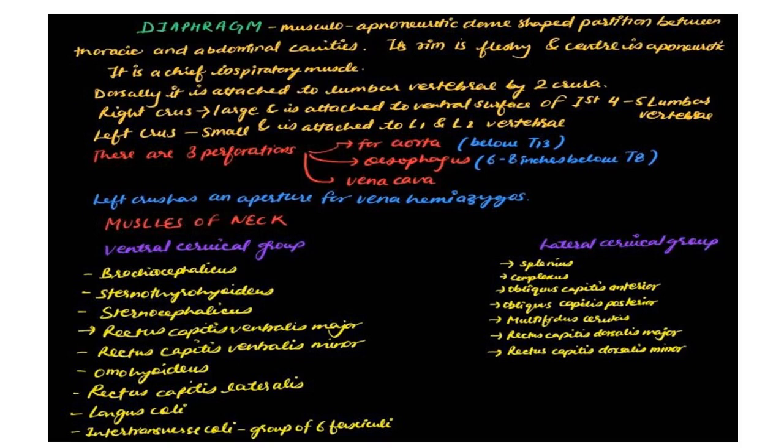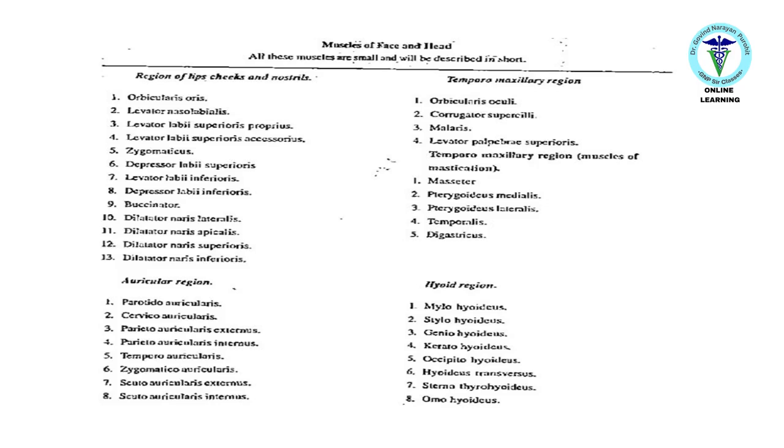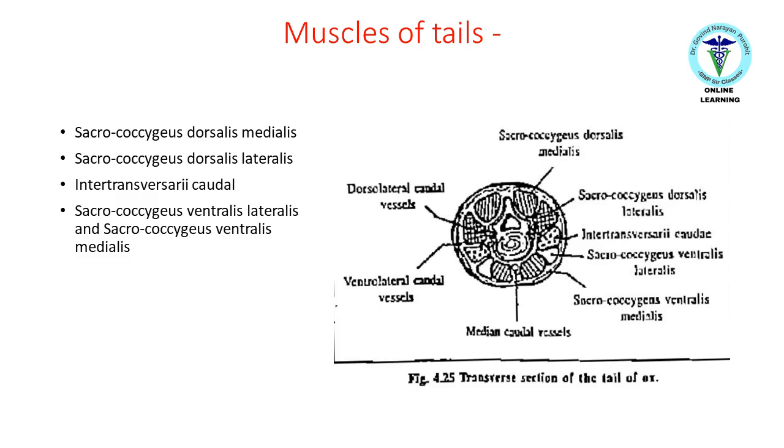These muscles are essential for breathing and posture. The face and head muscles are small but crucial for expressions and movements. They include the orbicularis oris and masseter, among others. The tail muscles, such as the sacrococcygeus, are important for balance and movement in animals. They are arranged in a specific pattern for optimal function.